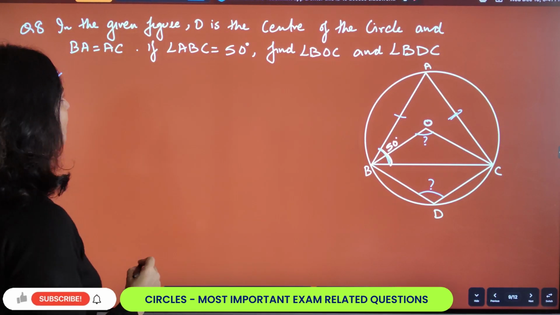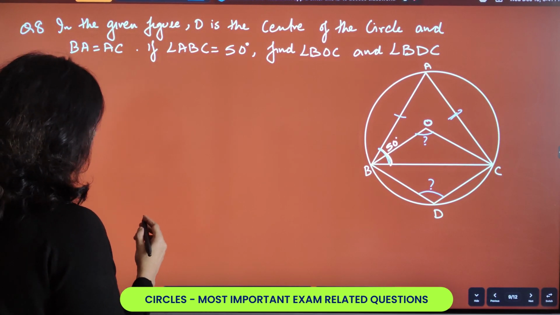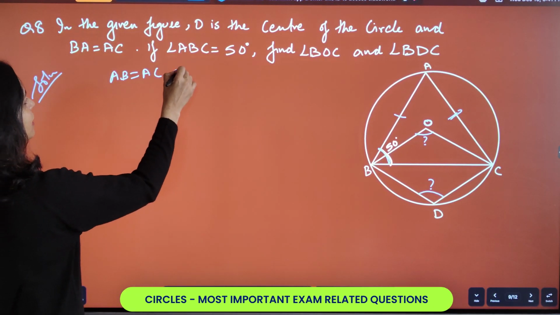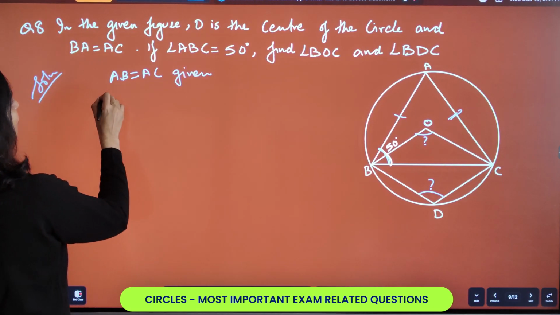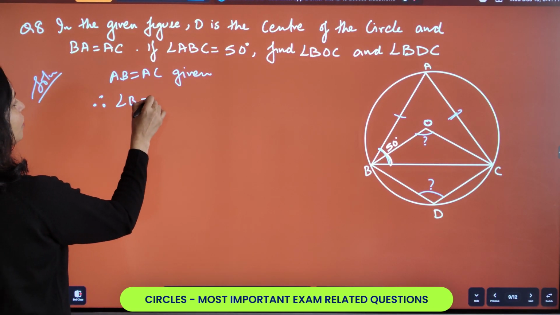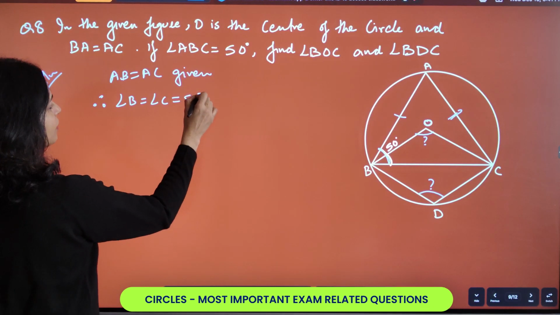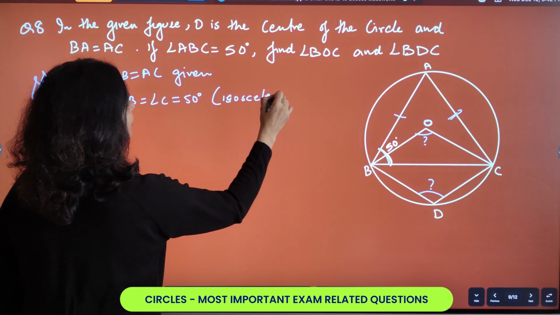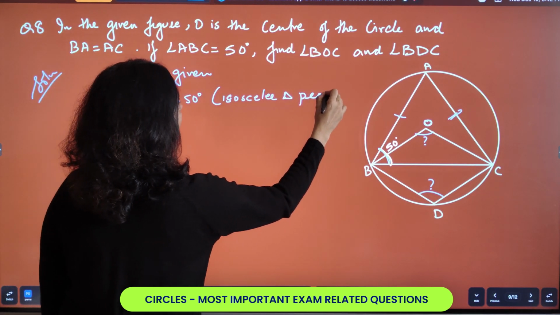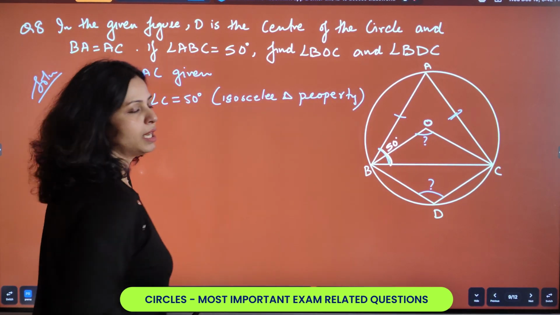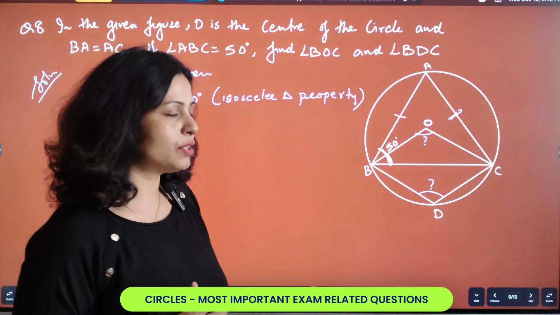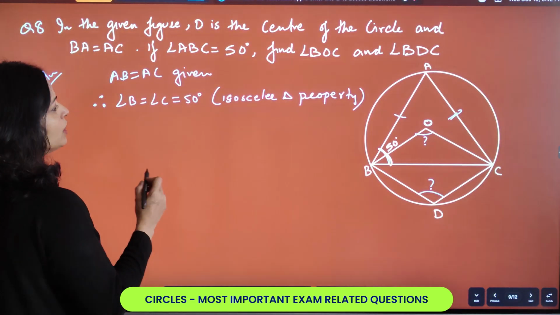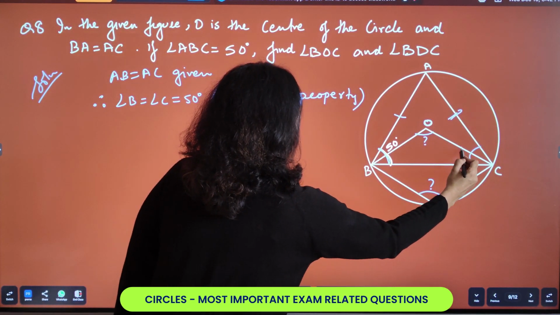Again, this is a good question. Here AB is equal to AC is given to us. Therefore, we can say angle B is equal to angle C, 50 degrees, because of the isosceles triangle property. We have learned the isosceles triangle property in the triangles chapter. You can watch my video on that also. So here we got this also 50 degrees.